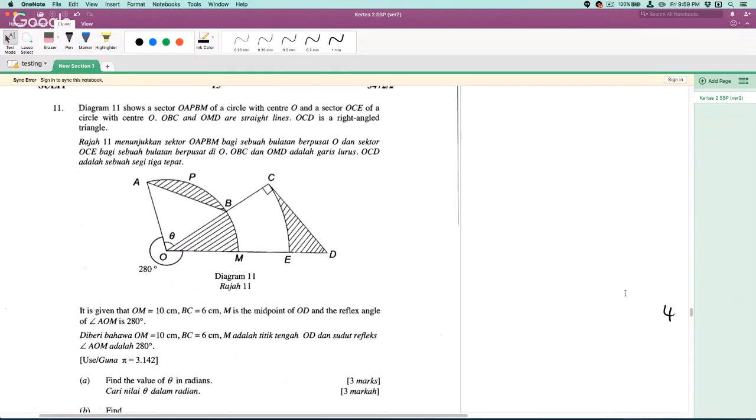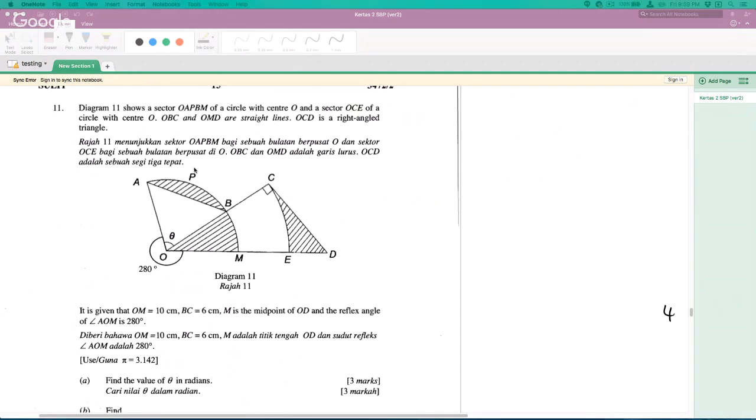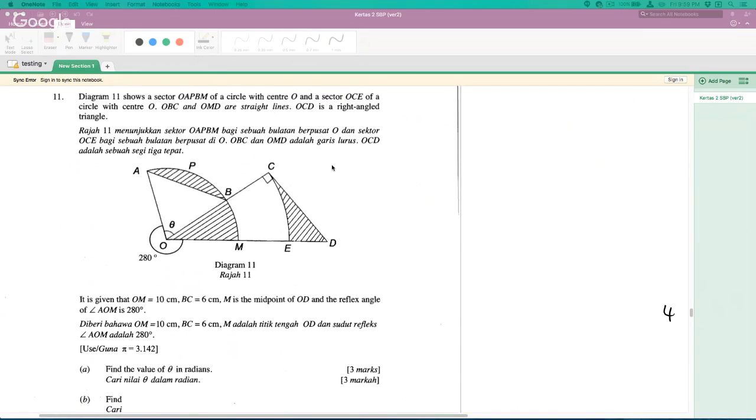Wait, this diagram seems a little bit complicated. I hope it's not too hard. Okay, so diagram 11 shows the sector OAPBM. PBM. Okay, this is a sector here, with center O, and OCE is another sector with center O. And then OBC, OB and C is a straight line. All right, this is another straight line. And this is a right angle. All right, nothing special there.